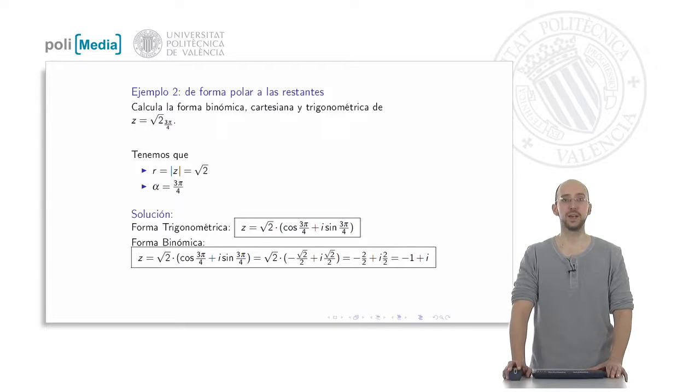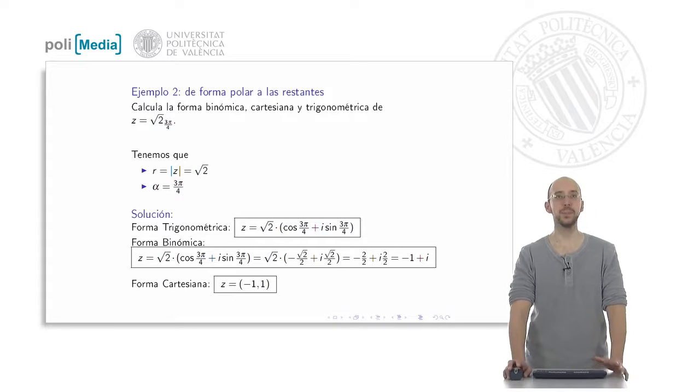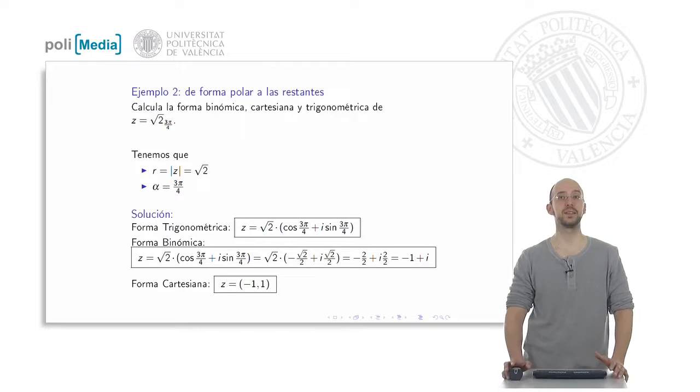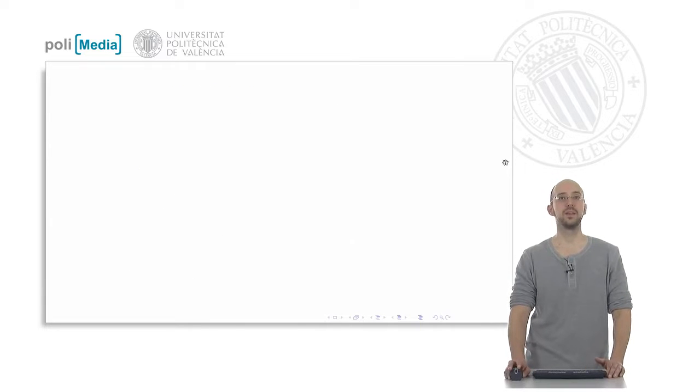If we look, the cosine of 3π/4 is minus the root of 2 divided by 2, and the sine of 3π/4 is the root of 2 divided by 2. Now, if we multiply root of 2 times minus root of 2 divided by 2 and root of 2 divided by 2, the square roots will be simplified and we will have minus 2 halves plus i times 2 divided by 2, or in other words, minus 1 plus i. Well, and once the binomial form is obtained, the Cartesian form is immediate. It is simply a matter of writing the real part and the imaginary part together in a vector.